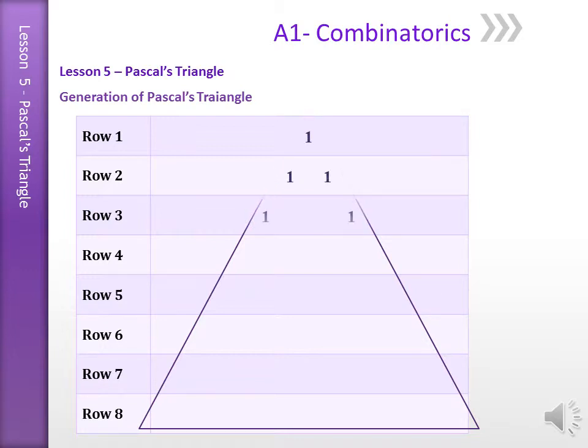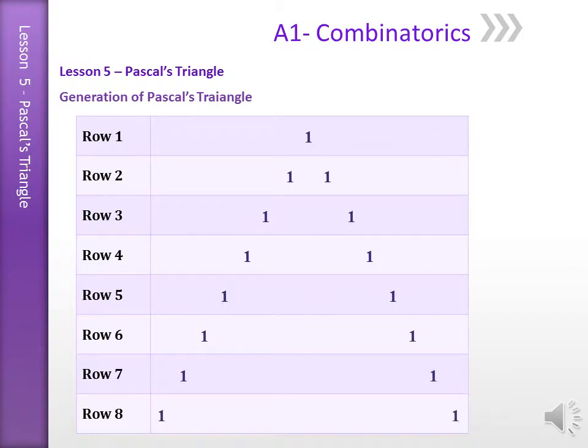Each row after this will always start with the number 1 and end with the number 1. But how do we get the numbers in between? Let's look at row 3. We take the two numbers above from row 2 and add them, the 1 and the 1, to get 2. 2 is the missing number in row 3.